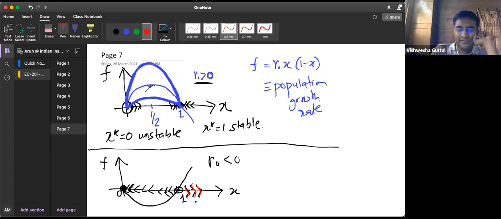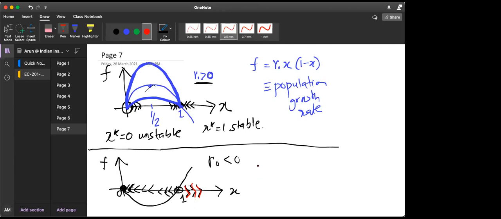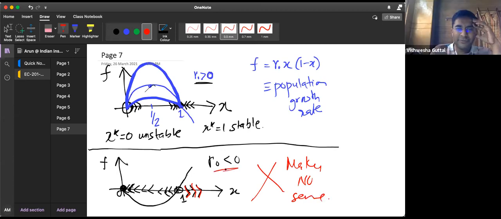Does it make sense? You have a negative per capita growth rate, right? Even when population size is very, very small, we have the deaths are more than births. But if I am somehow magically increasing this population above carrying capacity, what happens? We have a positive growth rate. Does it make sense at all? Doesn't seem to. It doesn't make sense. So basically, this model should never be used in this regime.